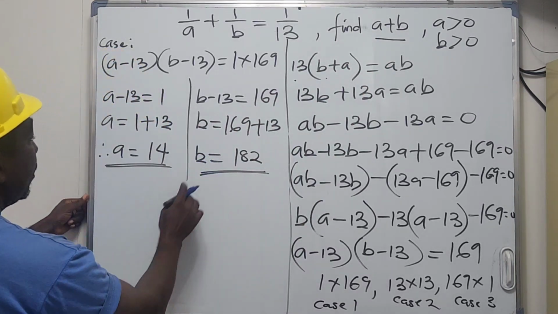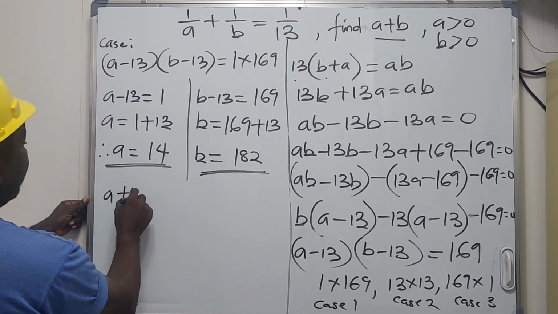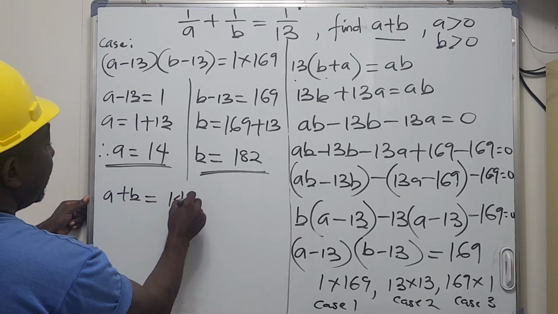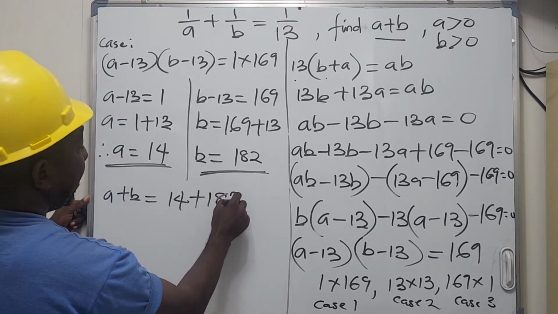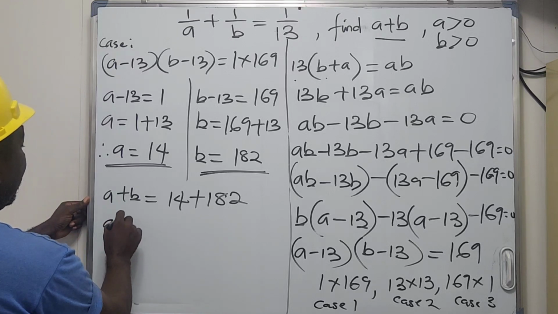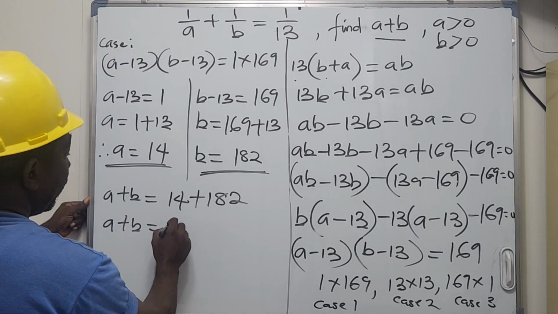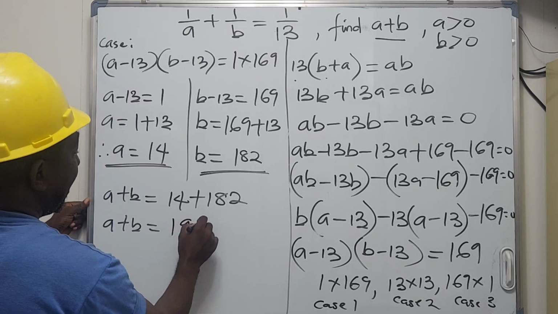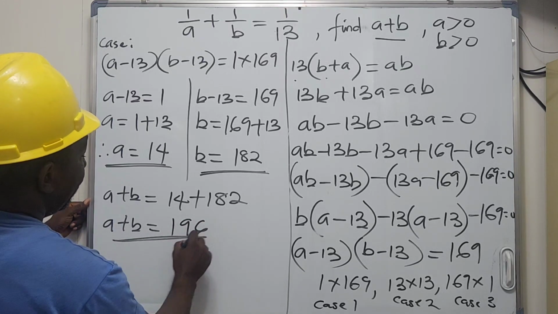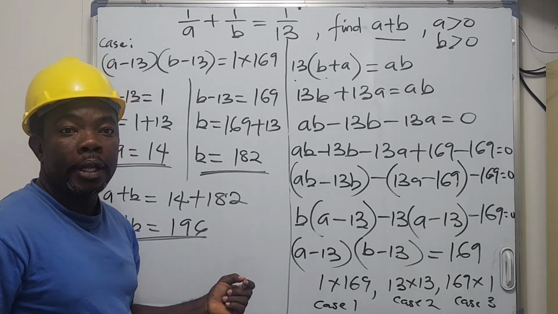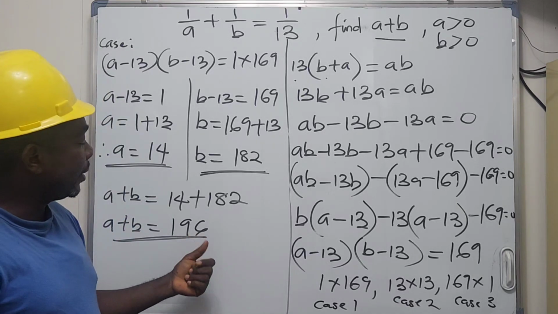Our question says we should find the value of a plus b. Therefore, in this case 1, our value of a plus b will become 14 plus 182. When we add this, it will give us 196. So the value of a plus b in case 1 gives us 196.